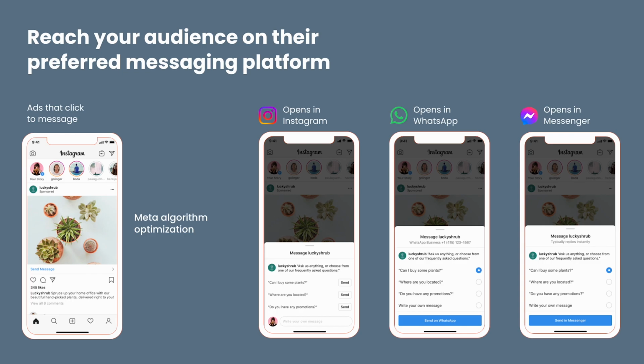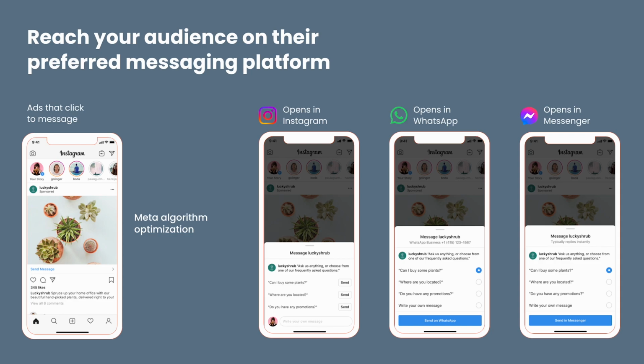Because people prefer messaging over other communication channels, customers are more likely to choose businesses that enable conversation. You can start messaging conversations with ads that click to message, and we'll deliver these ads to people more likely to have a conversation with your business. This helps move customers from consideration to action.